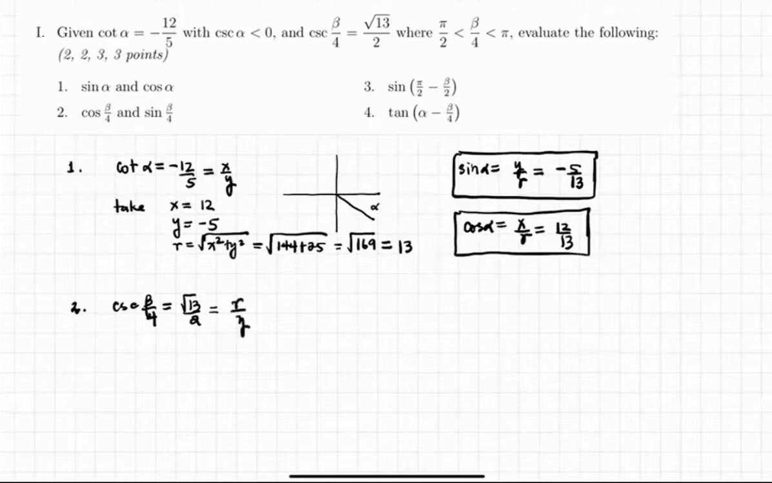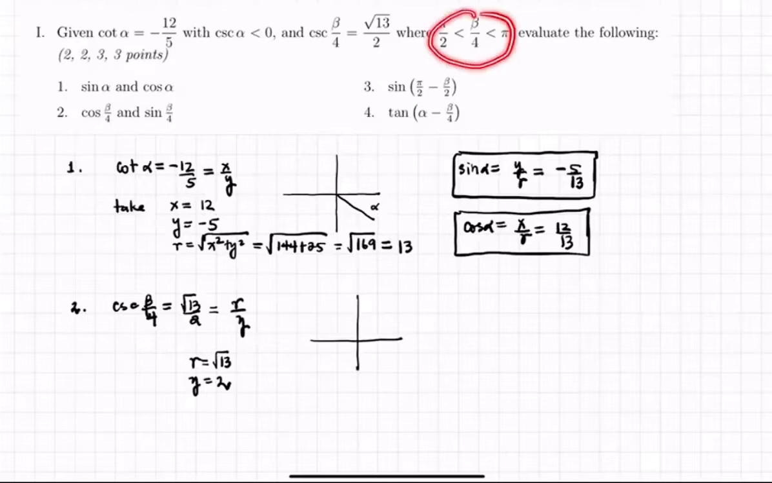Okay, dito wala nang lusot kasi r is always positive. So you can take r equal to square root of 13. So magiging y equal to 2. Okay? And then nasaan ba ang ating beta over 4? So according to this one, beta over 4 is between pi over 2 and pi. So this is pi over 2. This is pi. So somewhere andito si beta over 4. You're in quadrant 2. Okay, clear ba yun?